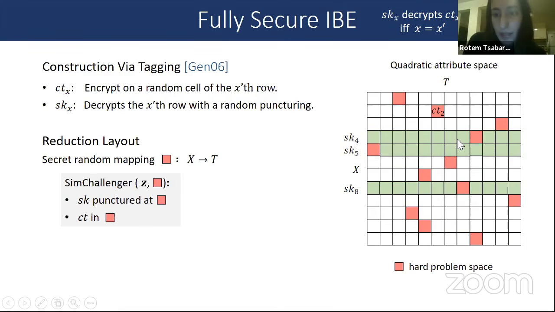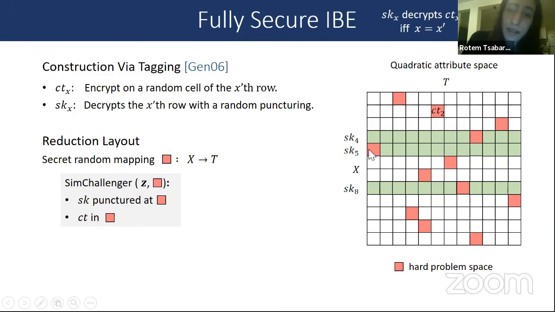So what happens now in this setting is that for every given attribute, or equivalently for every row, we can both simulate a ciphertext and simulate a secret key. Because every time we're asked to simulate a secret key, we only need to simulate keys for all of the attributes except the punctured point. And every time we are asked to simulate a ciphertext, we only need to simulate it on a single column, so we can do it on the punctured column that we already selected.